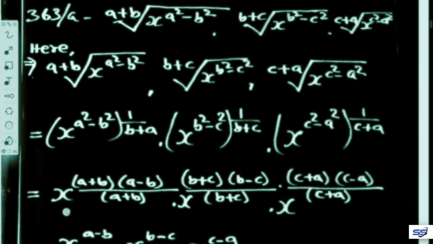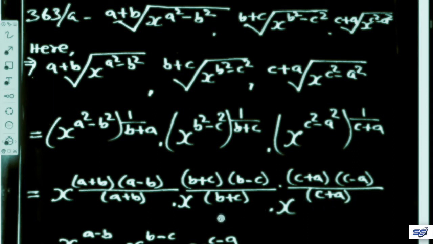Now this shall be expanded as per formula. Our formula is a plus b into a minus b. Now x power a plus b a minus b, and this comes in the bottom power of b plus a, or we can also say a plus b. This is x power a plus b a minus b upon a plus b. Same thing here, b plus c b minus c, expanded as per formula, and in the bottom comes b plus c. Now here again x power c plus a c minus a, expanded as per formula, upon c plus a.